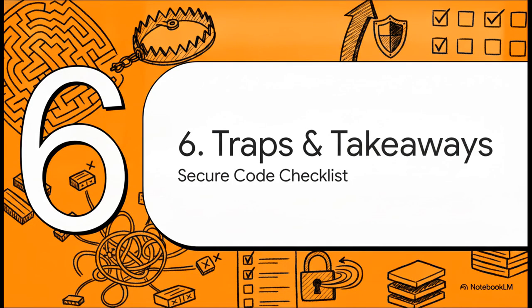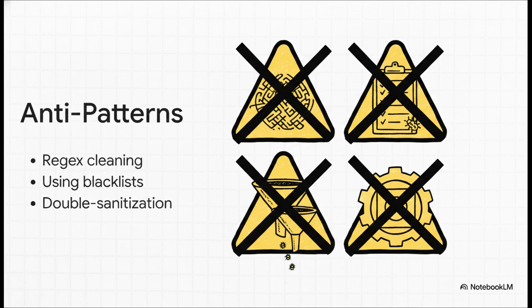We have covered a lot of ground today. Let's bring it all home with Section 6, Traps and Takeaways, Secure Code Checklist. Let's do a rapid-fire review of the classic anti-patterns you need to avoid. Number 1, like we said, regex-based HTML cleaning. Just say no. Number 2, using blacklists instead of whitelists. Trust me, attackers will always find that one weird, obscure attribute you forgot to block.